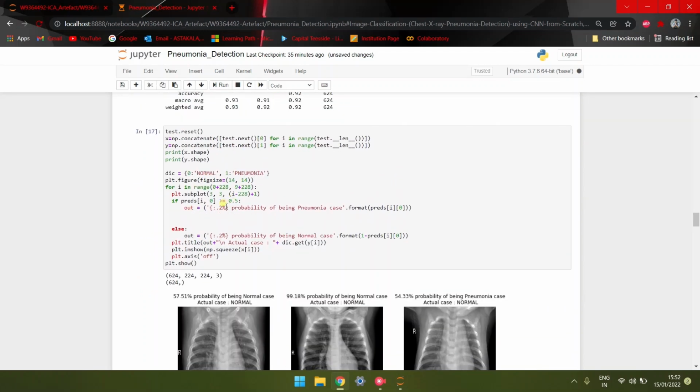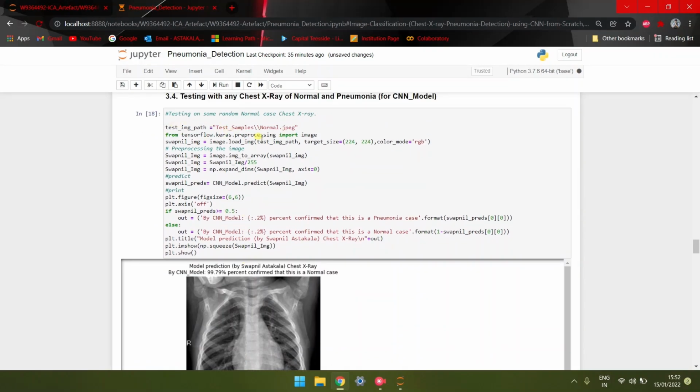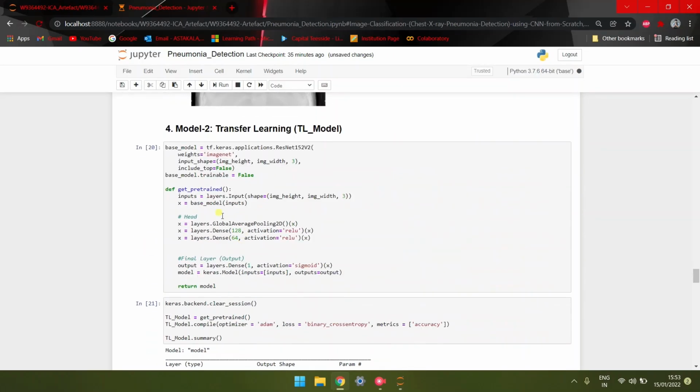There are 9 random images visualized from the test dataset, followed by two images each of pneumonia and normal cases with different images. I loaded them and checked what percent the model predicts for each case.